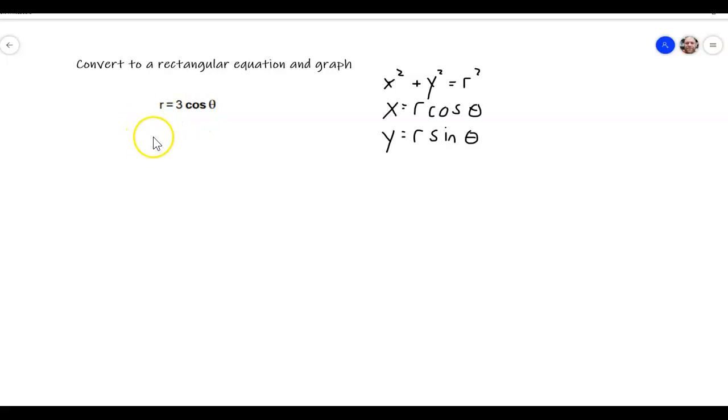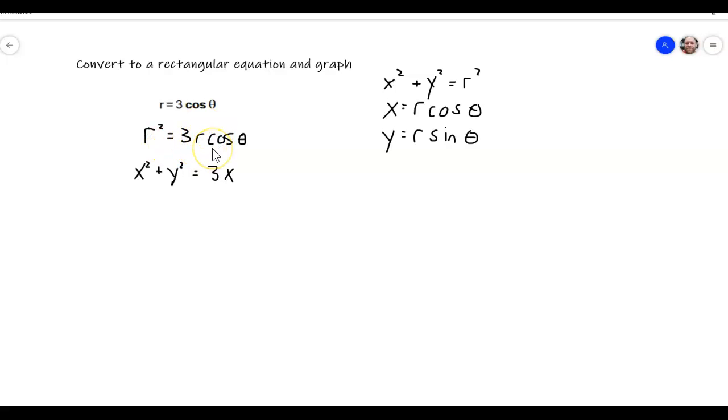I'm going to multiply both sides by r here, and that would give me r squared is equal to 3r times the cosine of theta. And then r squared is just x squared plus y squared, so that's just x squared plus y squared. And r cosine theta is just x, so this is just going to be equal to 3 times x. So this here is our equation.